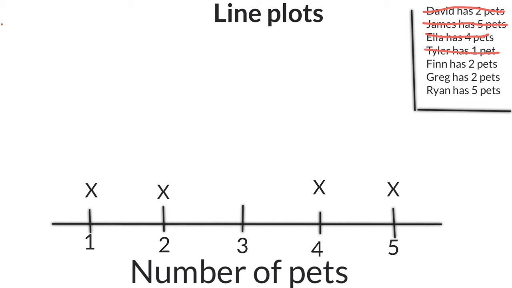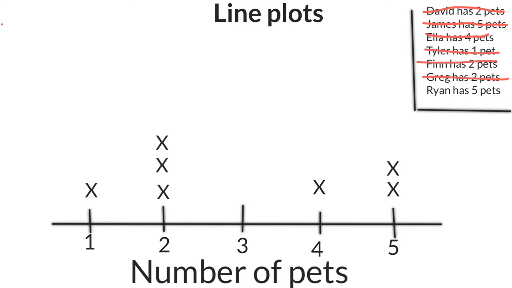Finn has 2 pets. So his is going to get stacked on top of the other X because there was already another vote for that. Greg has 2 pets. We're going to continue stacking. Ryan has 5 pets.